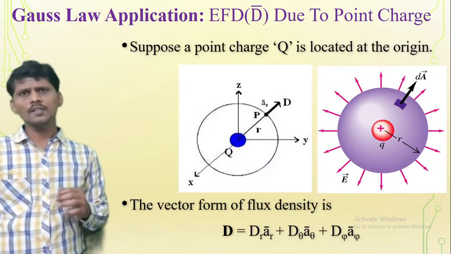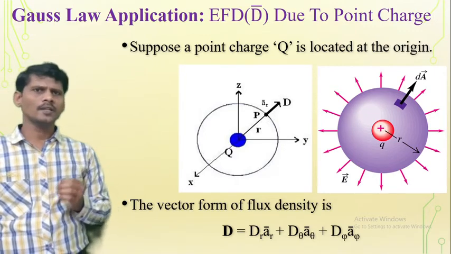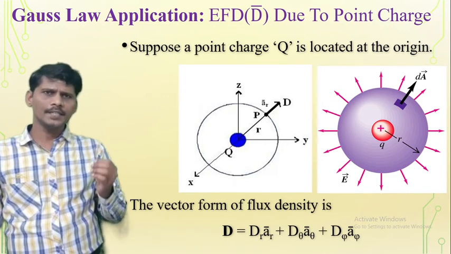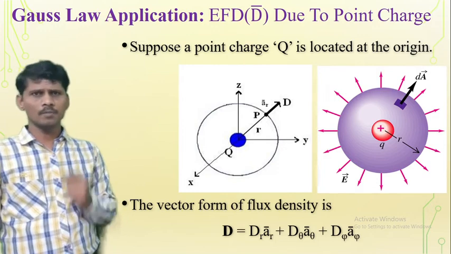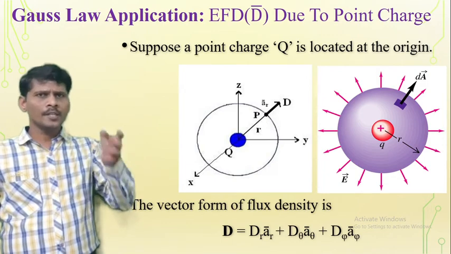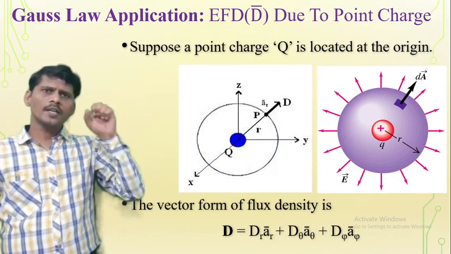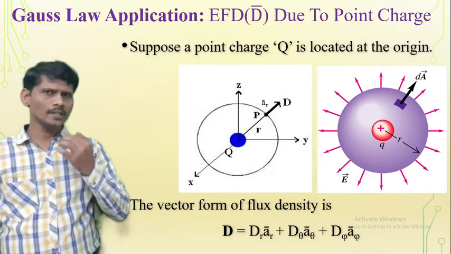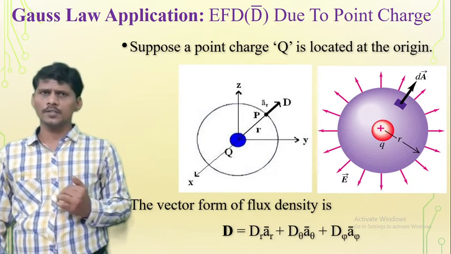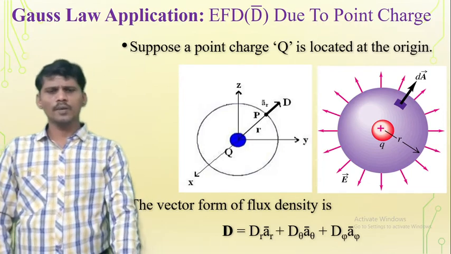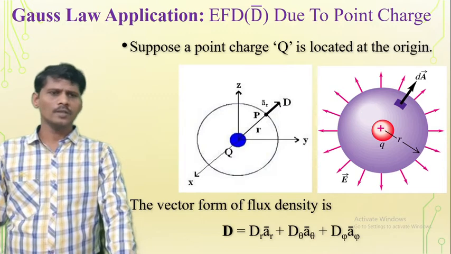In spherical coordinate system, the vector form of the electric flux density is D bar equals Dr ar bar plus D theta a theta bar plus D phi a phi bar. At any point on the surface or at any point on the sphere, what is the direction of the electric flux density? It is always moving in the radial direction, not varying in theta direction and not varying in phi direction. It is varying only in r direction. So because of that, the electric flux density D bar equals Dr into ar bar.